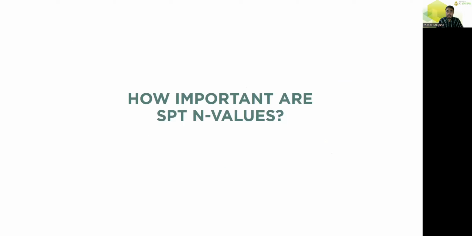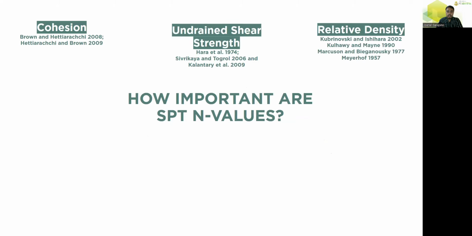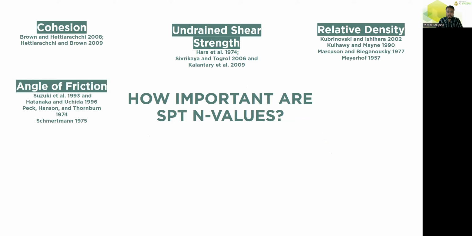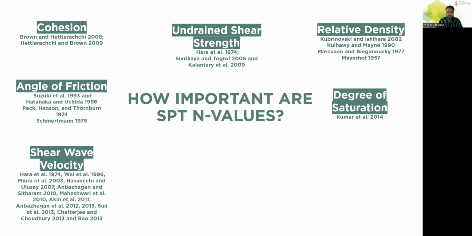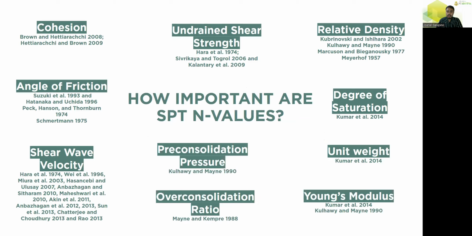How important are the SPT N-values? Of course, it is used for bearing capacity. However, SPT N-values can be correlated to other geotechnical parameters such as cohesion, undrained shear strength, relative density, angle of internal friction, degree of saturation, shear wave velocity, unit weight, Young's modulus, pre-consolidation pressure, and over-consolidation ratio.